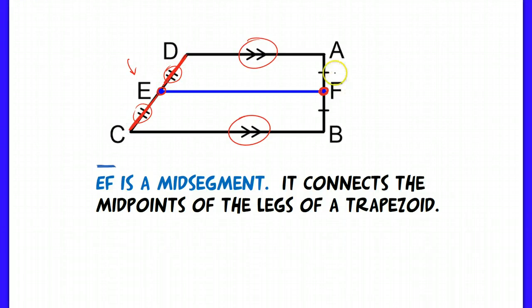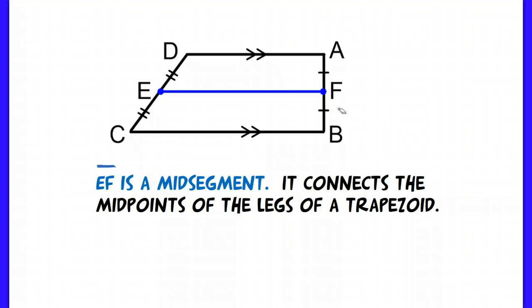And on the other side, F is the midpoint of AB, so the length of AF is the same as the length of FB on the side. So a midsegment is just a special segment that joins these two midpoints, E and F. It goes through the middle of the trapezoid, and that's how you can also remember that it's called a midsegment.